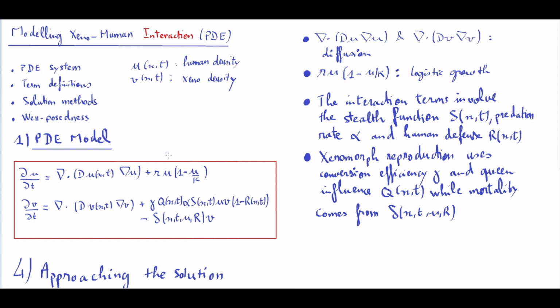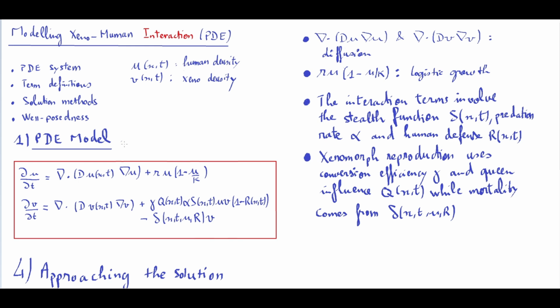Hello everyone, and welcome. Today we dive into a chilling but mathematically fascinating world, modeling the interactions between the xenomorph, the alien predator from the Alien universe, and humans using partial differential equations, PDEs. In this video, we will present our PDE system for human density, u(x,t), and xenomorph density, v(x,t). We will also explain each term in simple language and sketch approaches to solving the system numerically and analytically. We will go into further detail in another video.